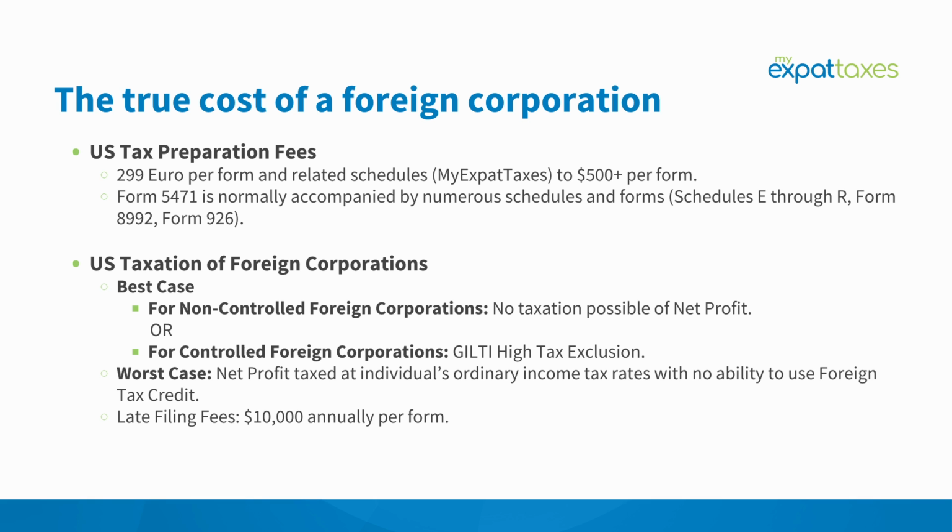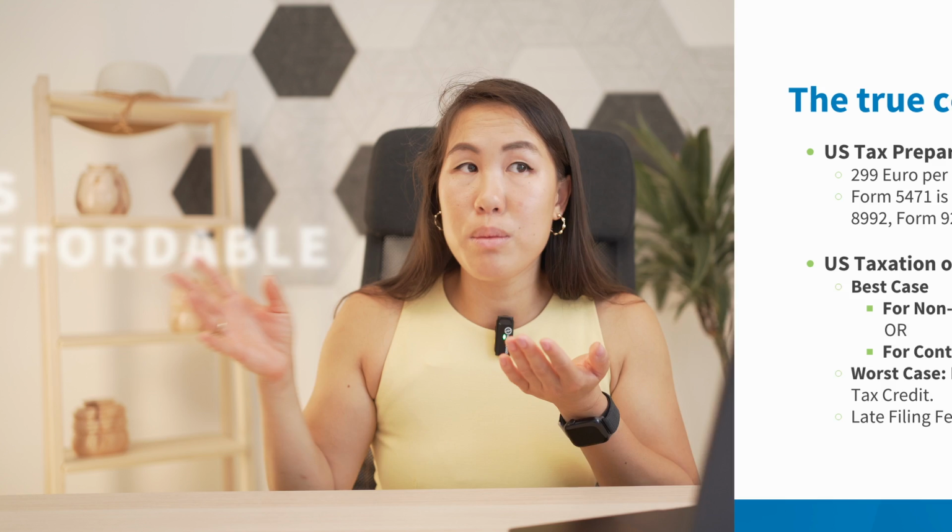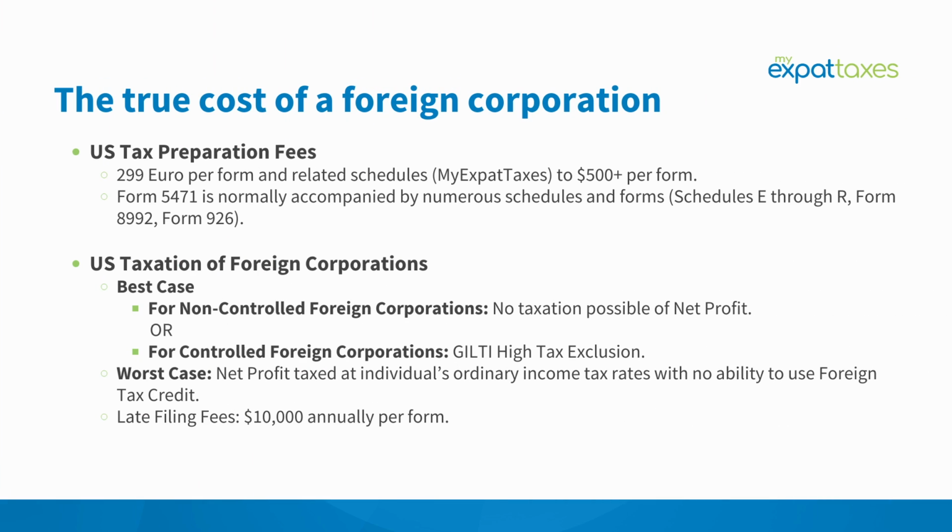And then on top of that, you will have to pay 299 euros per foreign corporate form. So if you have multiple corporations, if you have multiple filing years, it does add up. We try to make it as affordable as possible, keeping in mind that if you file with other firms that do this, obviously there is no other tax software besides MyExpatTaxes that will do this in a more automated way, so to say. But if you go through any other US tax firm, you can expect at least paying about $500 to $1,000 plus per form. So again, we try to keep it affordable just because we do have the power of our software to help us through it and to make it a faster process.